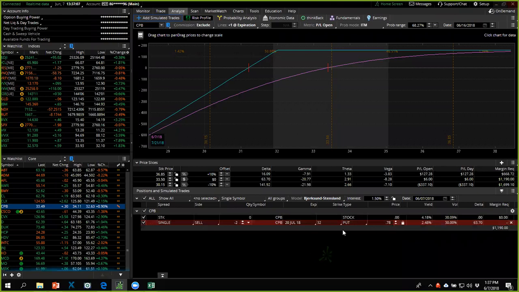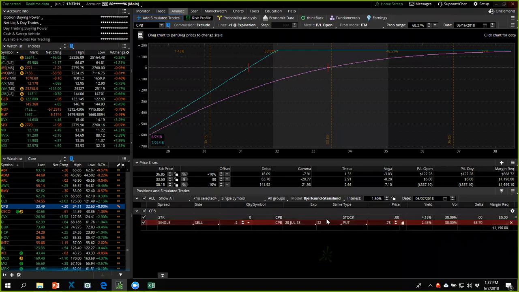And if you think about it, 78 cents divided by $32, 78 divided by 32, is 2.4% of the strike price that I would get assigned at if I had these shares put to me. 2.4% in about a month and a half. Okay.